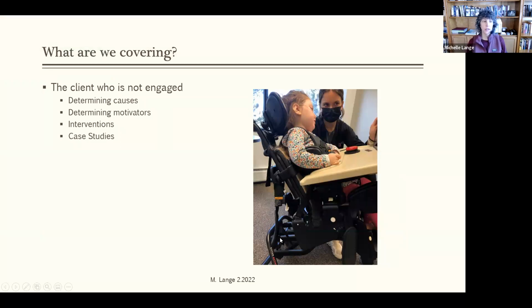So we're going to be talking about the client who's not engaged. You bring out that switch and maybe the client just doesn't seem real interested in activating it. So we need to determine why. Why isn't this client engaged? How do we determine how to engage them, how to motivate this client? We're going to talk about some specific interventions and throw in a few case studies as we go along.